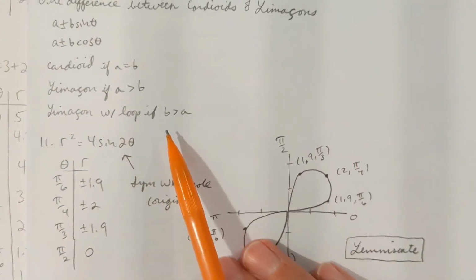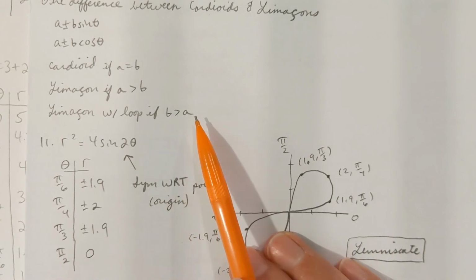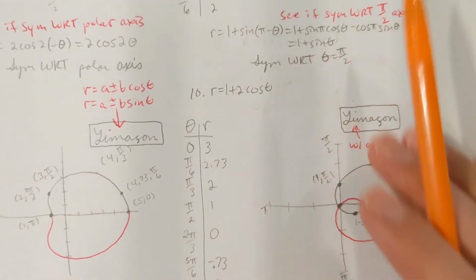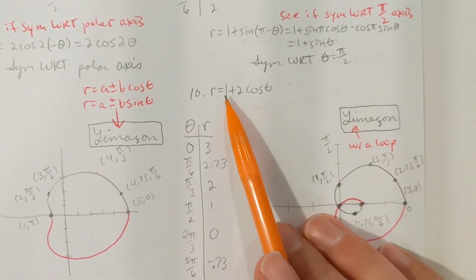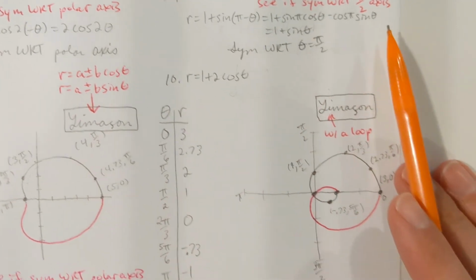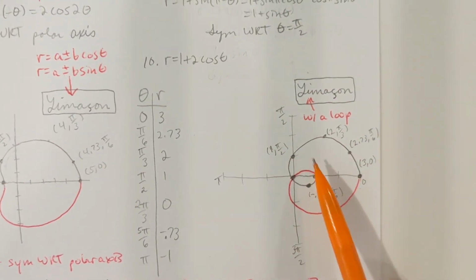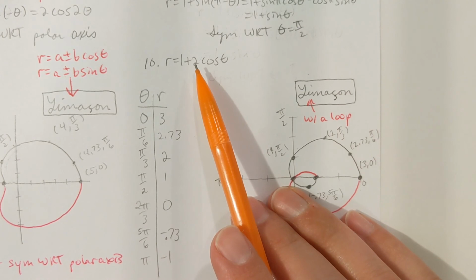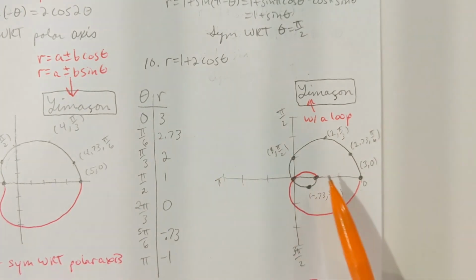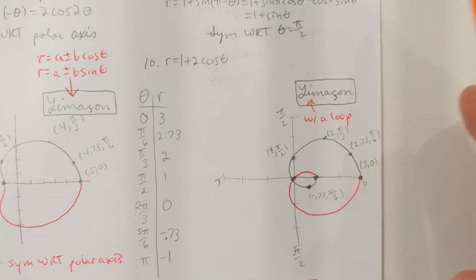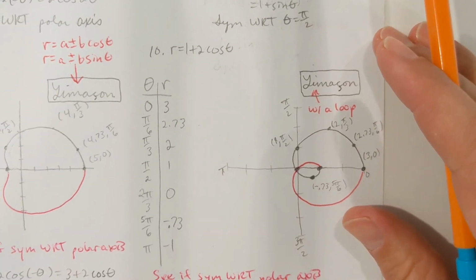And then you're going to have a limaçon with a loop if b is greater than a. So in my last problem here, b is 2, a is 1, 2 is bigger than 1, so we end up getting a limaçon with a loop. The bigger that b is compared to a, the bigger the loop that will be created inside the limaçon.